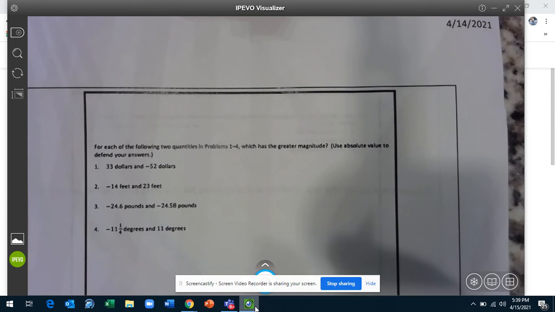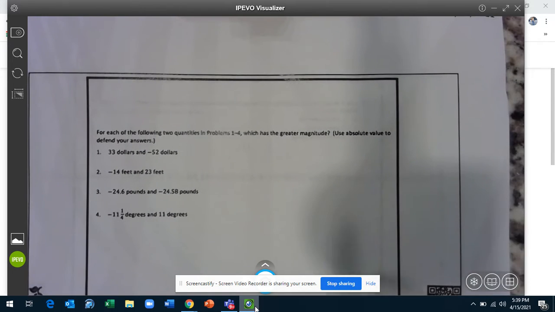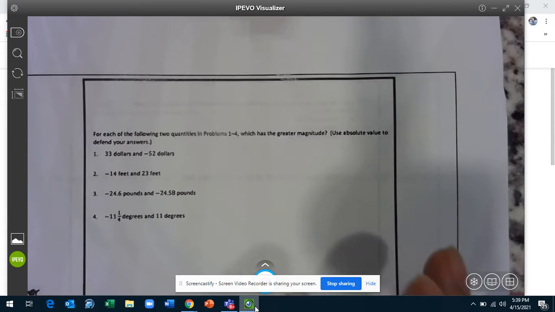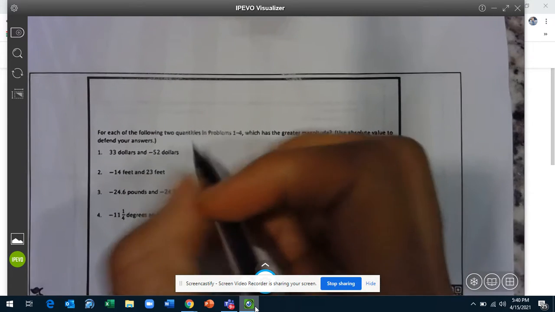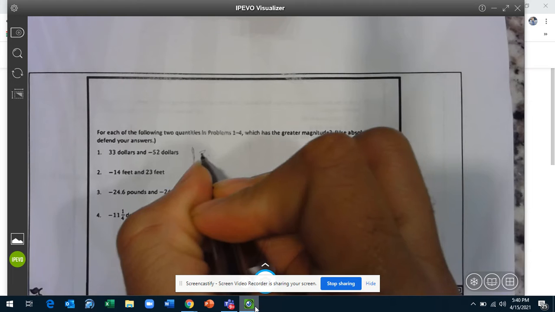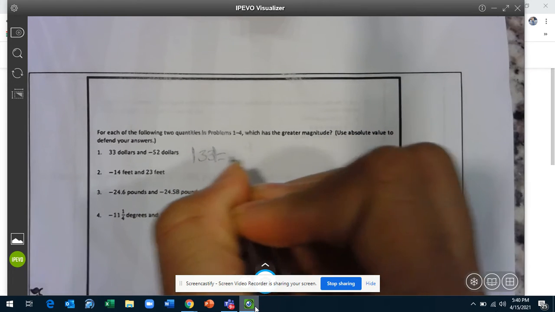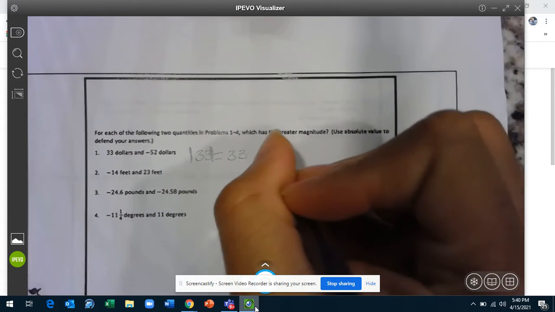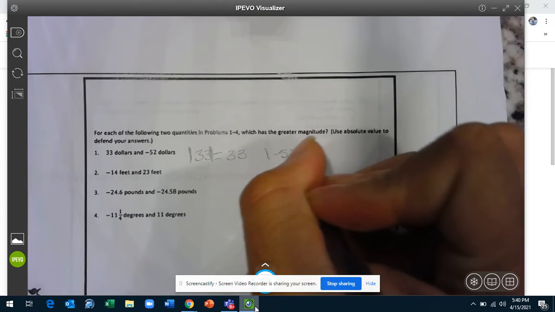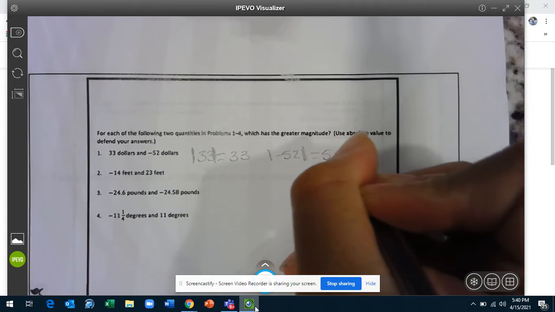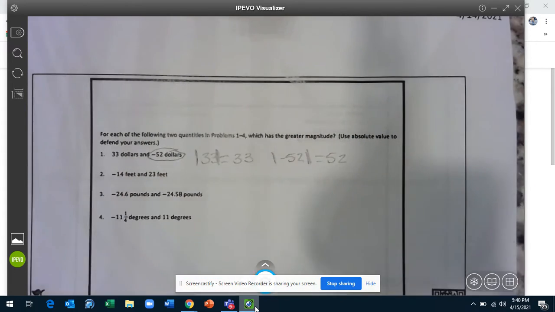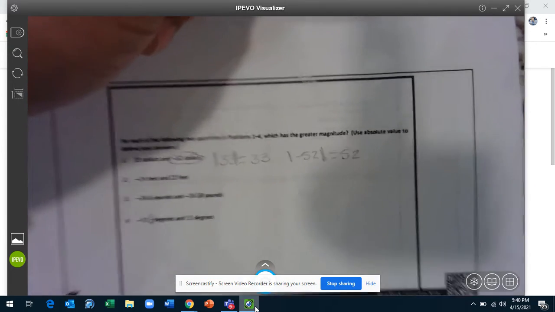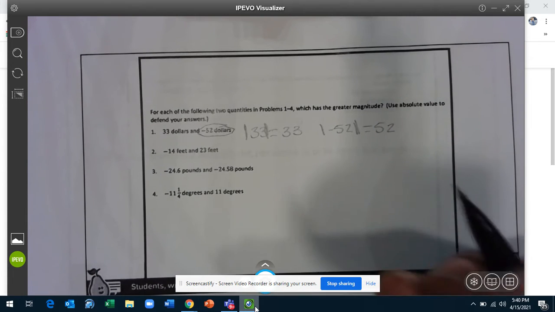All right, so let's go ahead and do the independent practice from today. It said for each of the following two quantities in problems 1 through 4, which has the greater magnitude. Now, use absolute value to define your answer. Looking at number one, it says $33. The absolute value of $33 is 33, and the absolute value of negative $52 is 52. So negative $52 will have the greater magnitude.